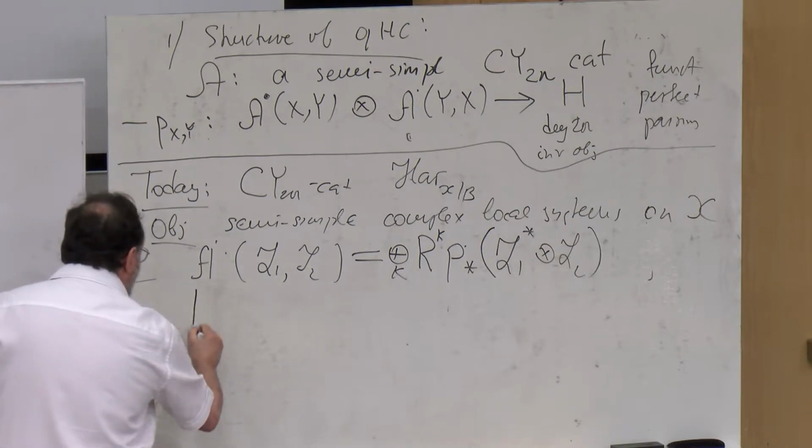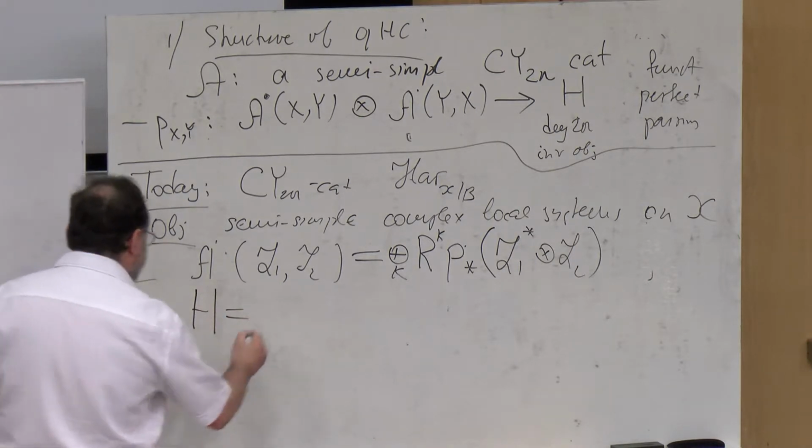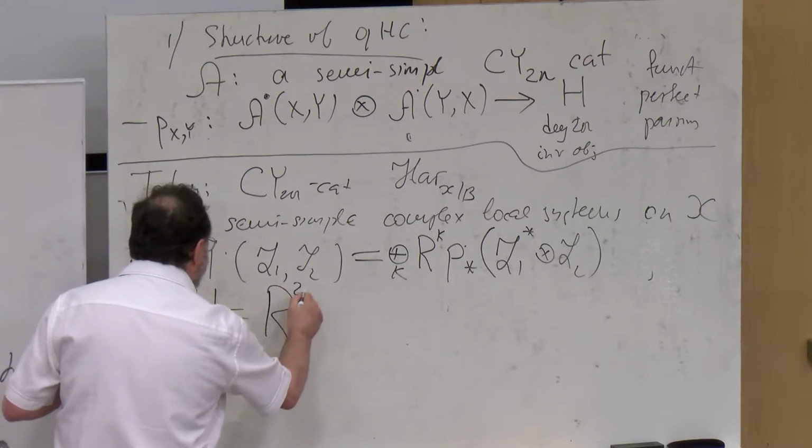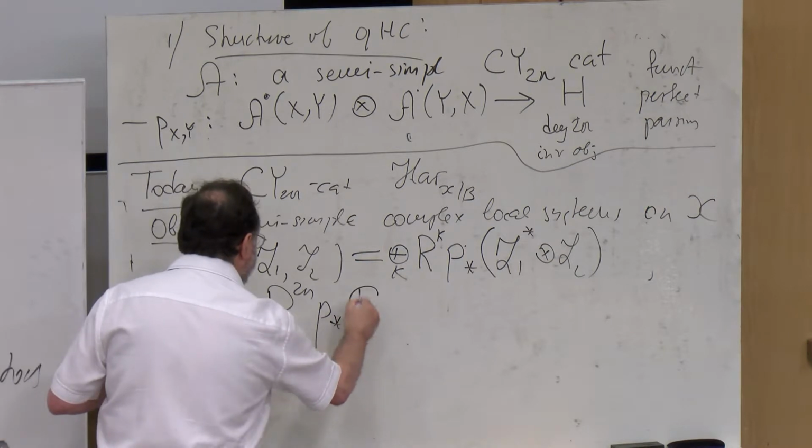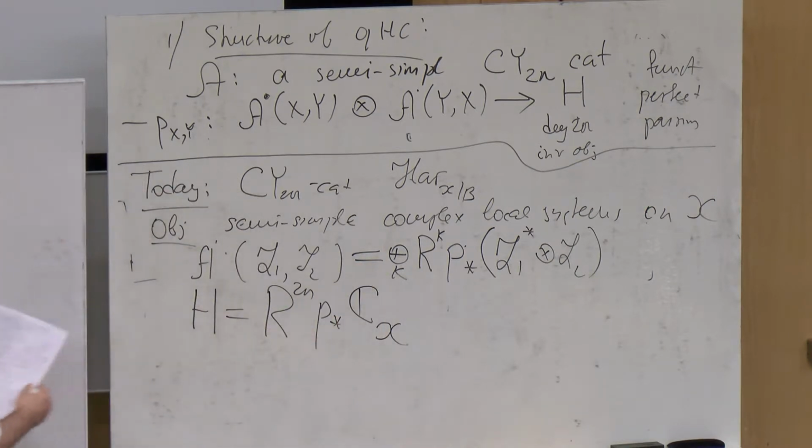Now, who is the dualizing object H? This is just a relative fundamental class, so direct image of the constant sheaf. Okay, so this is my category.